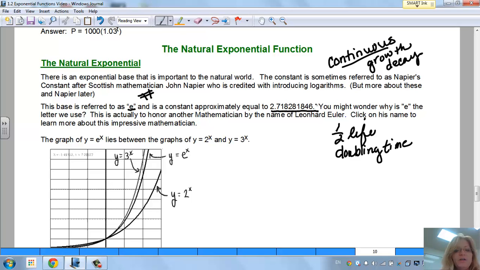You might wonder why e is the letter we use. This is actually to honor another mathematician by the name of Leonhard Euler. That's the German pronunciation. Click on his name to learn more about this impressive mathematician. Well, I don't have a link here, but if you Google it, he's done quite a bit.